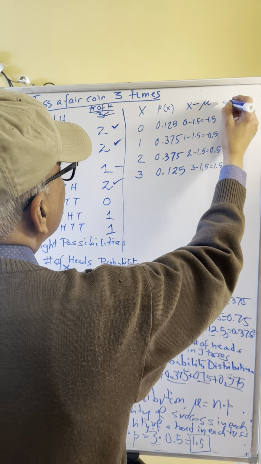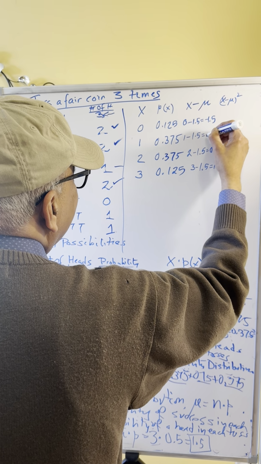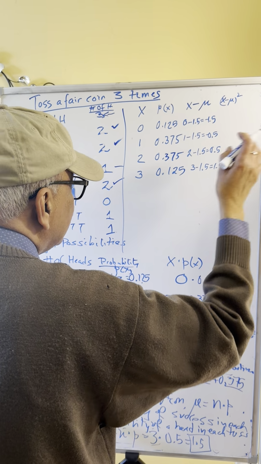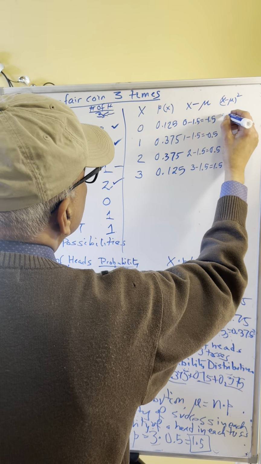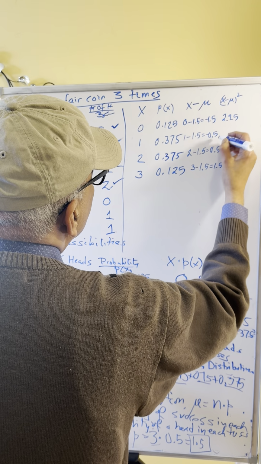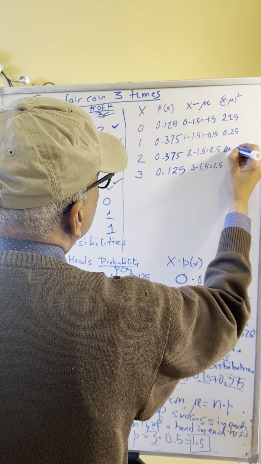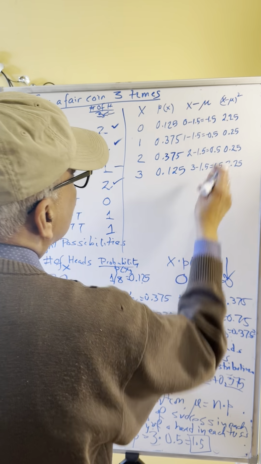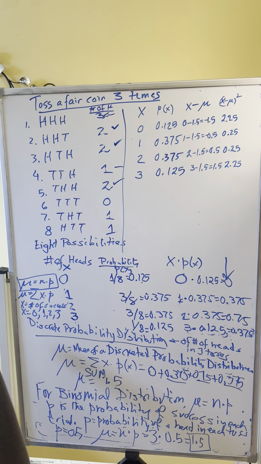Now we will square this quantity, x minus mu square. So you know negative numbers, when they are squared, multiplied by themselves, one negative number multiplied by another negative number is positive. So 1.5 squared is 2.25. 0.5 squared is 0.25. This is 0.25 and this is 2.25. So we squared these, okay? So 0.5, just want to make sure, is 0.25, correct.